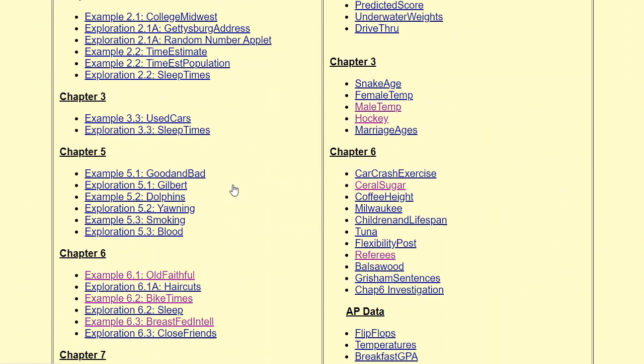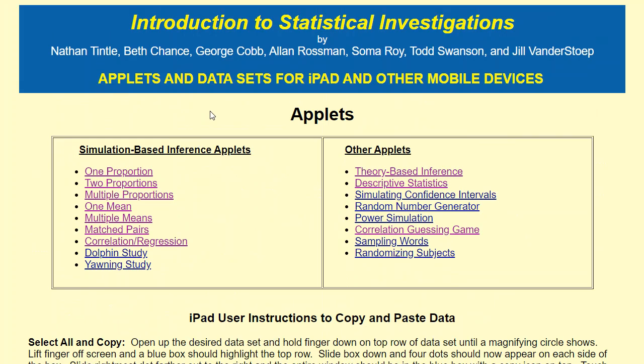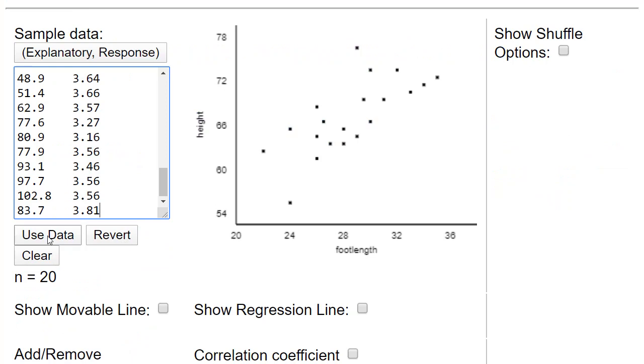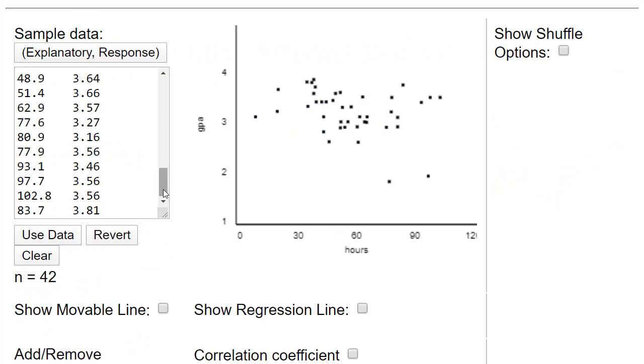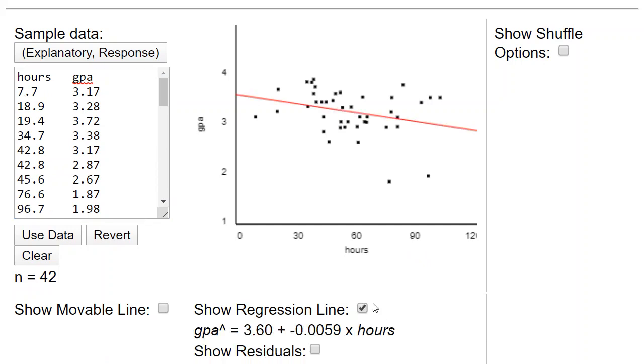What we need first is the data. So we need the GPA data. Let's copy this. And then we're going to go to the correlation regression applet. We are going to clear this out, paste it in, use data, and there's the data set that we just had, hours and GPA. If we click regression line, we get the exact same thing. The predicted GPA is 3.6 minus 0.0059 times the number of non-academic hours.